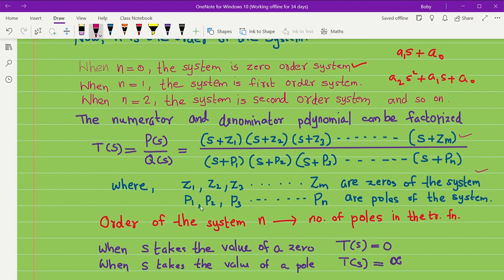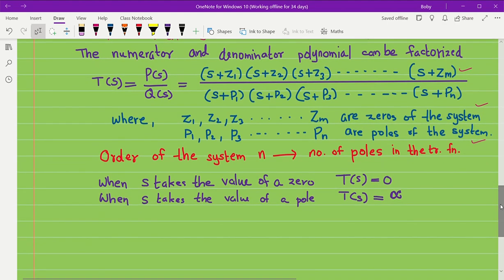and the roots of the denominator, p1, p2, p3, etc., up to pn, are the poles of the system. So the roots of the numerator polynomial are called the zeros of the system, and the roots of the denominator polynomial are called the poles of the system. The order of the system n means the number of poles in the transfer function. So the order of the system is also equal to the number of poles in the transfer function.